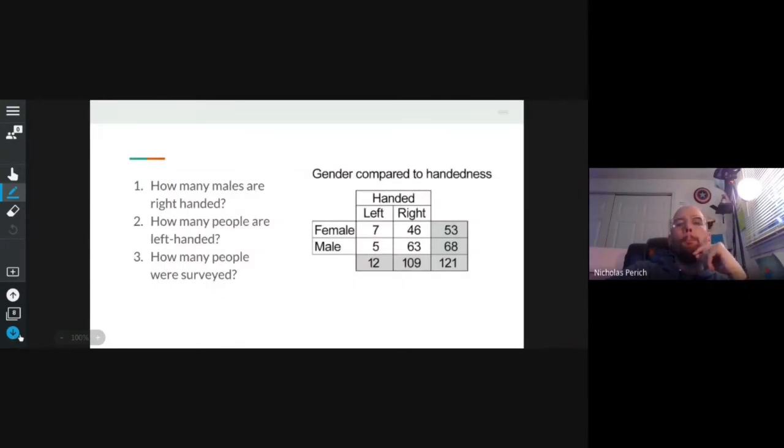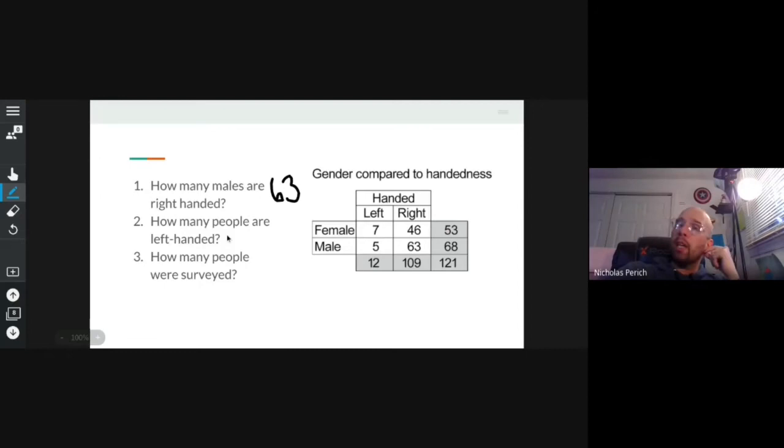In the chat, how many males are right-handed? 63. Because it brings up males and it brings up right-handed. So you're going to match up with males and right-handed. So you got 63 right there.